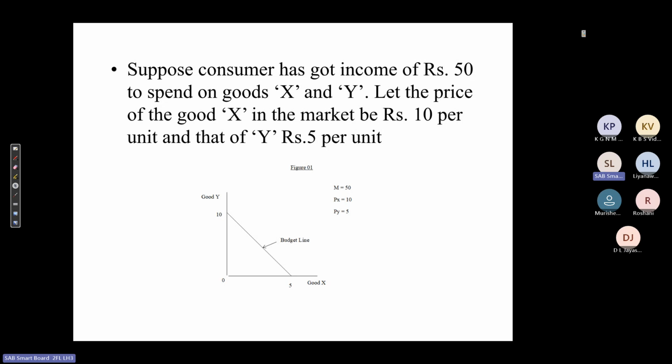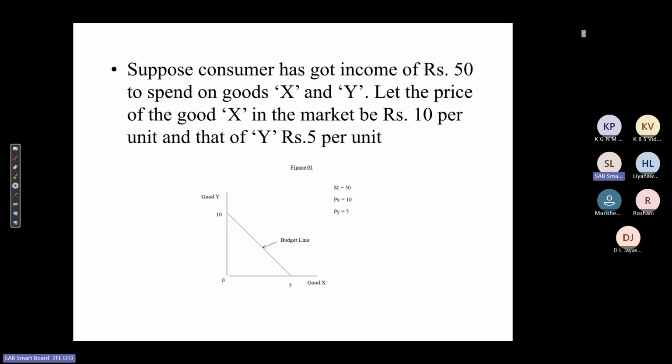Now we have a small example so you can identify the budget line. Suppose you have a particular consumer whose money income is 50, and the prices of products X and Y are given as 10 and 5. Price of X is 10, price of Y is 5. So how do we derive the budget line for this consumer?